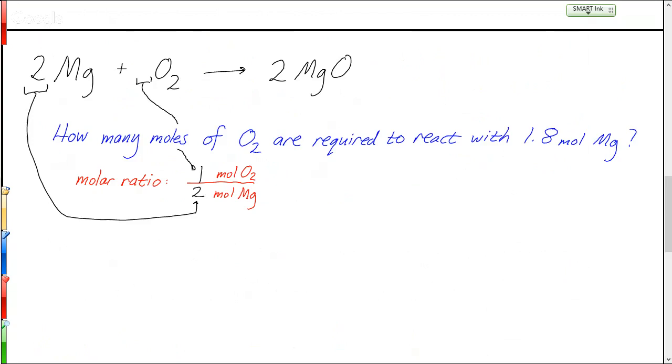So to answer this question, we're going to start with 1.8 moles of magnesium. And we're going to multiply that by the molar ratio, the thing that allows us to cancel moles of magnesium and instead get moles of oxygen. Those numbers are 2 for magnesium and 1 for oxygen, right from the equation. Just drop those numbers in from the equation. So our answer becomes 0.9 moles of oxygen.